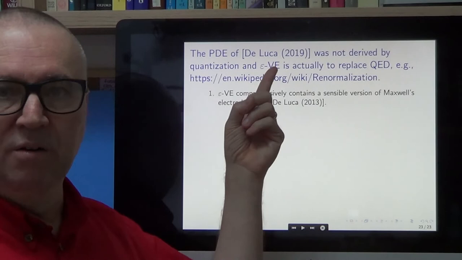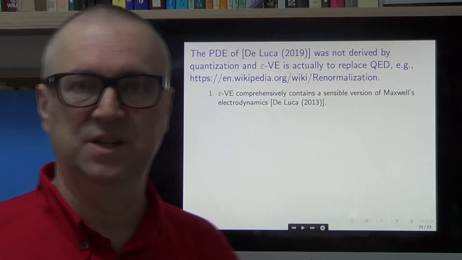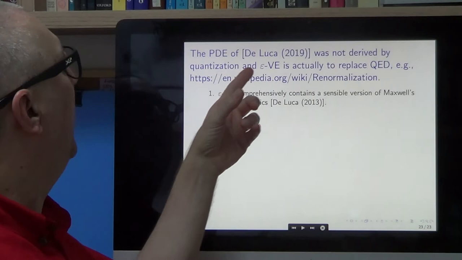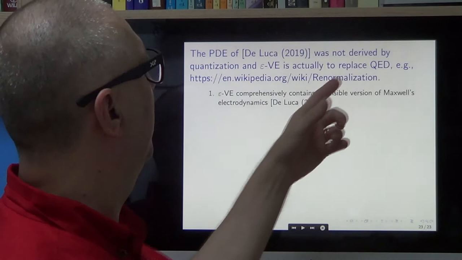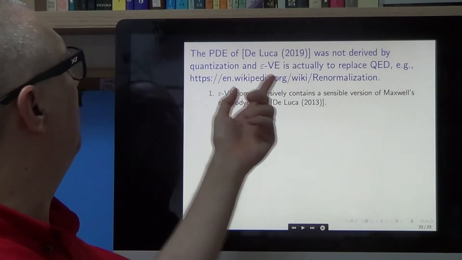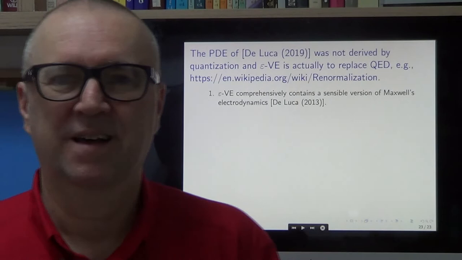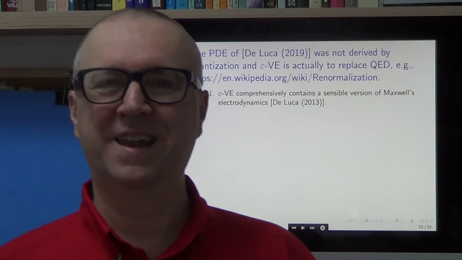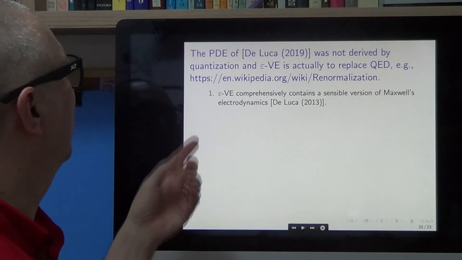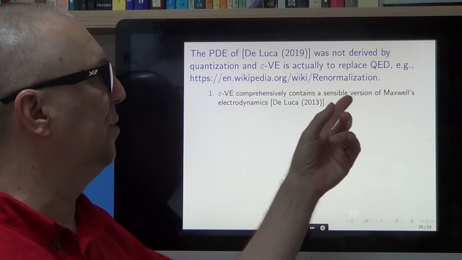The PDE of De Luca 2019 was not derived by quantization. Again, just to tell you for the 10th time, epsilon VE is actually to replace QED. Much simpler. For example, if you want to read about QED, you know, Google it, Wikipedia, there are all the sentences that Dirac said about it and all the important scientists of the 20th century about renormalization. They were not happy with the infinities, and perhaps they forgot to say, are you happy with the 19 parameters, or what about just one parameter and many things?